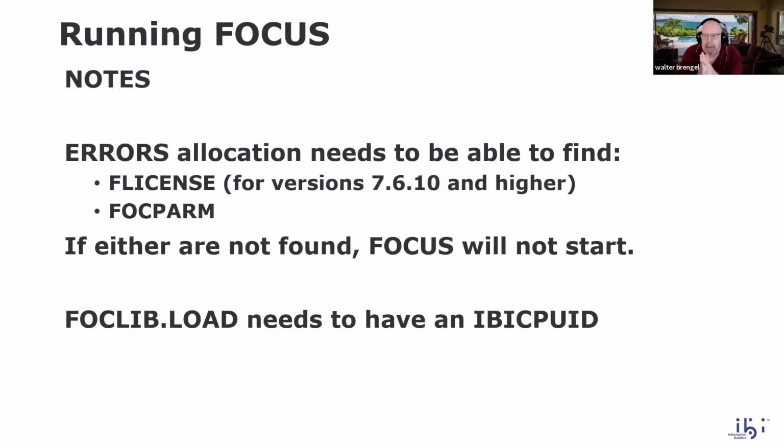Some notes. Errors allocation needs to be able to find your F license if you're running version 7.6.10 and higher. And for all versions, you also need to have access to a FocParm. So the FocParm has things like different settings that you're going to set when Focus starts up. If either are not found, Focus will not start. foclib.load also needs to have an IBI CPU ID, which is the licensing control program.